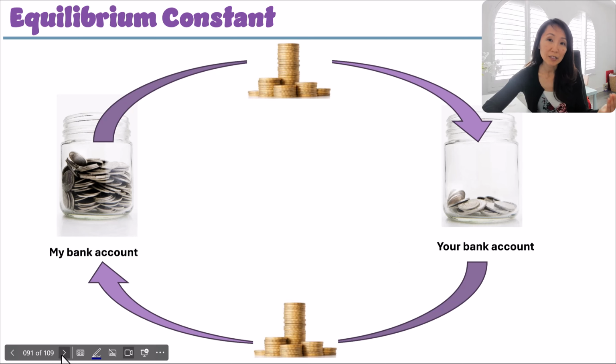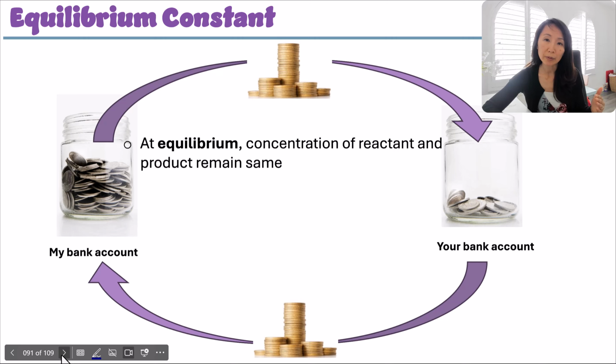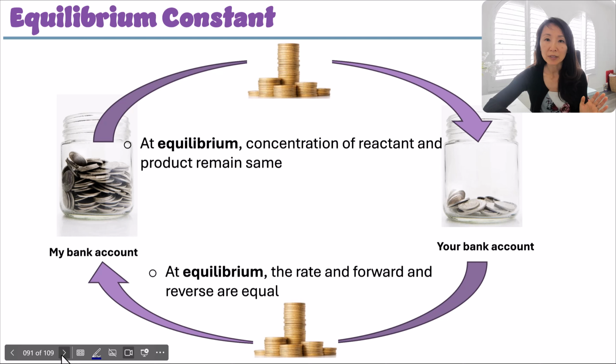So it is very similar to chemical equilibrium again, in that at equilibrium, the concentration of the reactant, quote unquote, my bank account, and the product, quote unquote, your bank account, will stay the same. Not only that, the rate of transfer of money from mine to yours and yours to mine is exactly the same. And that's how we know it's at equilibrium.